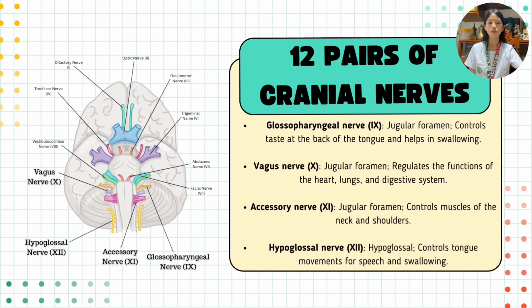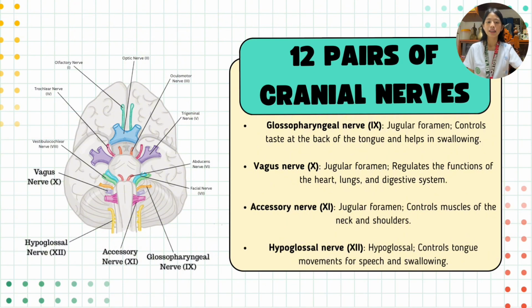Next is the vagus nerve. It is also located in the jugular foramen and regulates the functions of the heart, lungs, and digestive system. It slows the heartbeat when you're resting and helps digestion after eating. It also controls the voice box when you shout or sing.